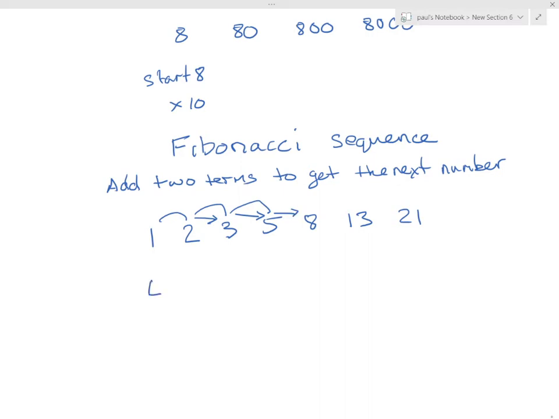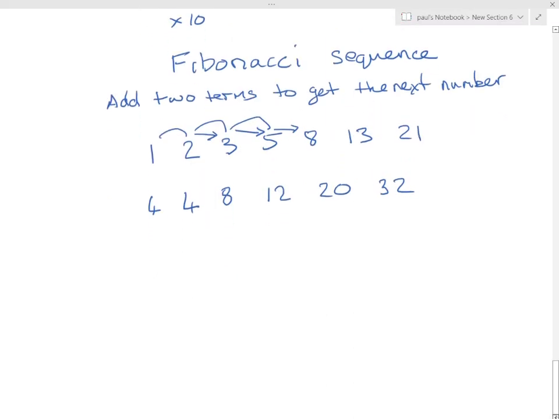Doesn't have to start with 1. You can have 4 and 4. Yeah, add the 2, you get 8. 4 and 8 make 12. 8 and 12 make 20. 12 and 20 are 32. Another Fibonacci sequence.